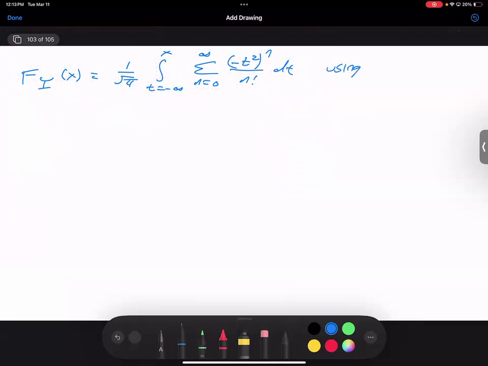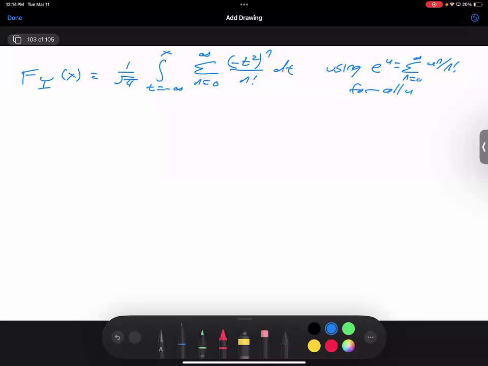So we're using e to the u is the sum of u to the n over n factorial, from 0 to infinity, for all u. So the sum converges for all u. What should we do? So you get the integral of a sum. I'm sorry, so we have an integral of a sum. What should we do?